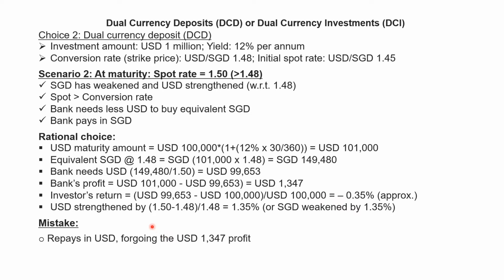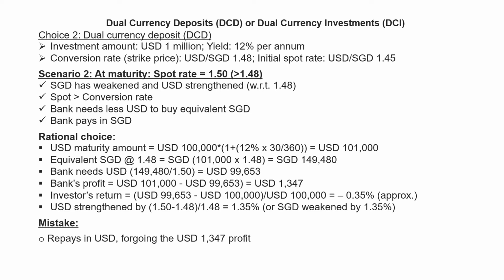Note that while you get 1% return in USD terms, the Singapore dollar has weakened by 1.5 minus 1.48 divided by 1.48, which is equal to 1.35%. Therefore, on a net basis, you lose 0.35%. Note that since the promised return on investment in US dollars is 1%, the investor or you will not lose a part of the principal if the depreciation in the Singapore dollars is roughly up to 1%. Beyond 1%, you will start to lose money. You will get less than what you invested. And note that these numbers are not accurate, as we will discuss later in detail.